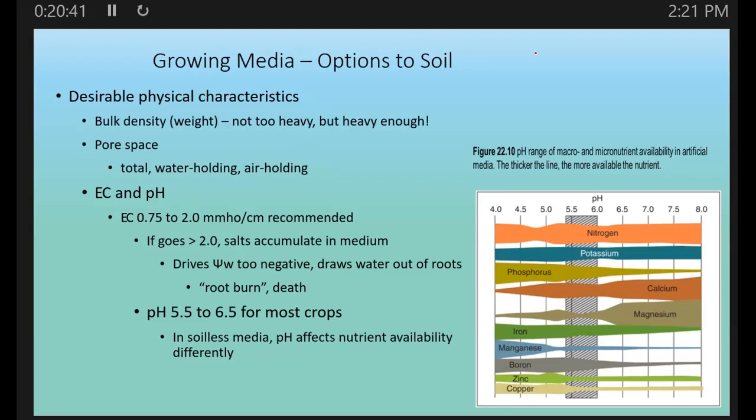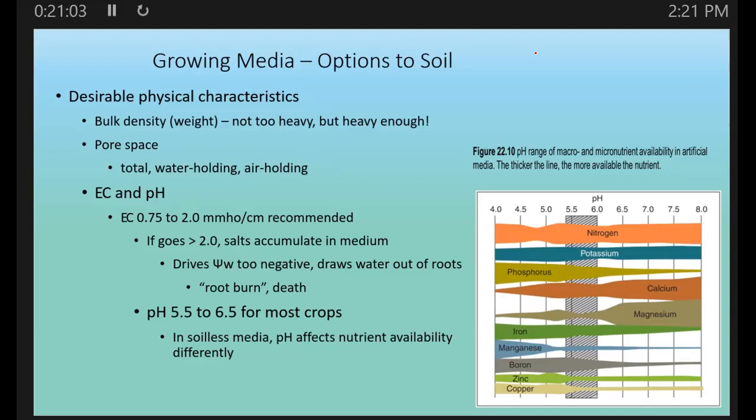But remember, water moves from less negative water potential to more negative water potential. So if the medium water potential gets too negative, more negative than the plant, that's what they refer to as root burn, and it can lead to death. So not a good situation.